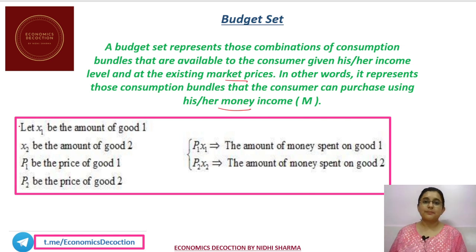So let x1 be the amount of good 1 and let x2 be the amount of good 2. And P1 is the price of good 1 and P2 is the price of good 2. Thus, P1x1 is the amount of money spent on good 1 and similarly P2x2 is the amount of money spent on good 2. This is basically price into quantity. And this shows how much we are spending on good 1 and good 2 respectively.